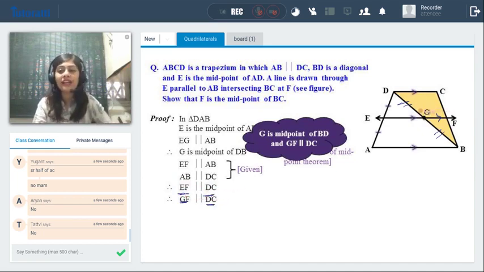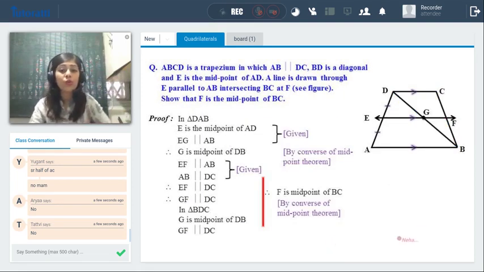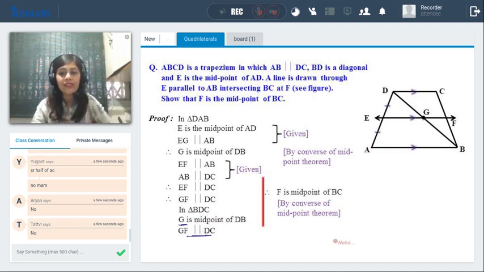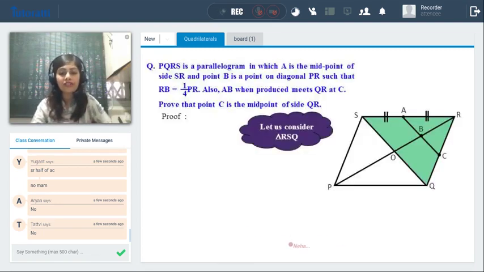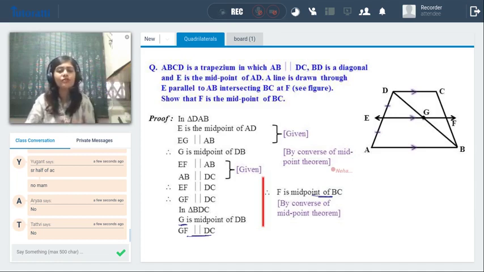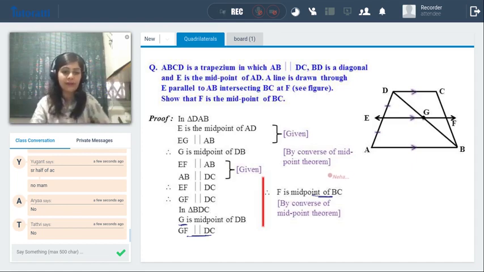So GF is also parallel to DC. Now, again, in a triangle, we have the midpoint of one side and a line parallel to the second side. So obviously, the third side is also getting bisected. That means F is also the midpoint of BC by the converse of BPT. What do we have? G is the midpoint of DB, GF is parallel to DC. Once you have these two things, F becomes the midpoint of the third side, BC, by the converse of the midpoint theorem. Is that understood, students? We have to keep on applying this property again and again till we achieve the desired result. All right.